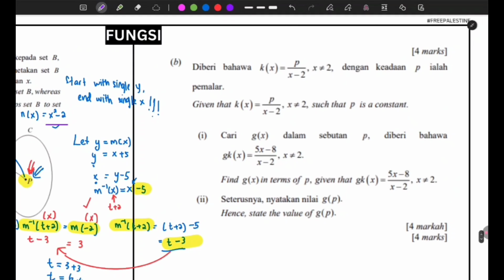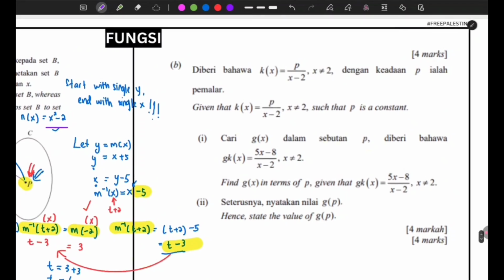Straightforward, right? Let's look at the next question. Given a kx, and they say x cannot be equals to 2, because if it is 2, then we minus 2, it will be p over 0. And if that happened, it will be a math error. And I told you that a math error in function cannot happen. It's a big restriction already, because it's not allowed, then you cannot solve the function.